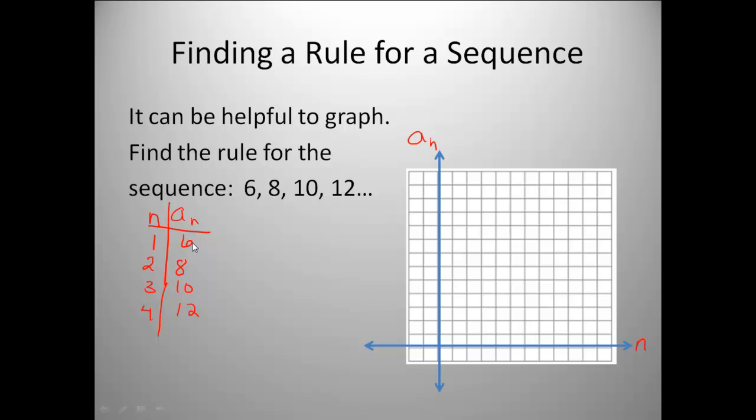Now you can probably see the pattern here and you could keep going, but let's go ahead and plot these and see what our graph ends up looking like, and see if that will help us figure out what type of pattern we have.